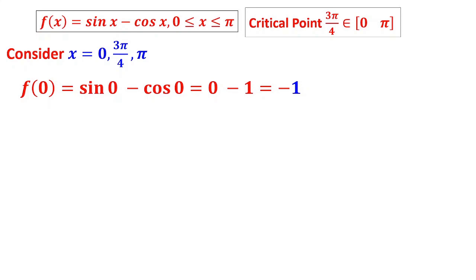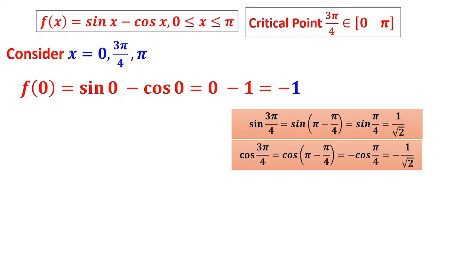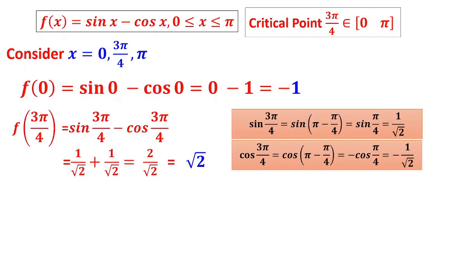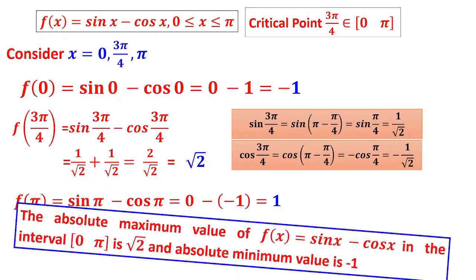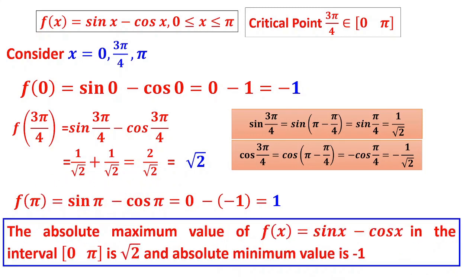Find f of 0. It is sin 0 minus cos 0. The answer is minus 1. Then for 3 pi by 4, I am evaluating sin 3 pi by 4 and cos 3 pi by 4. Sin 3 pi by 4 is sin of pi minus pi by 4, second quadrant, therefore sin pi by 4. Cos 3 pi by 4 is cos of pi minus pi by 4, second quadrant, therefore minus cos pi by 4. I am putting the values over here: 1 by root 2 plus 1 by root 2, the answer is root 2. Then f of pi is 1. So from this, you have to check which is the maximum and which is the minimum value. The absolute maximum in the interval is root 2 and the minimum value is minus 1.